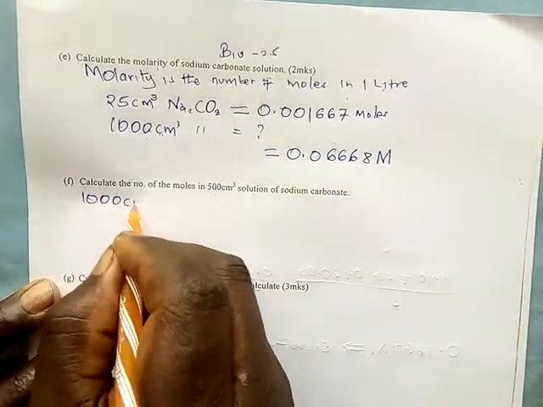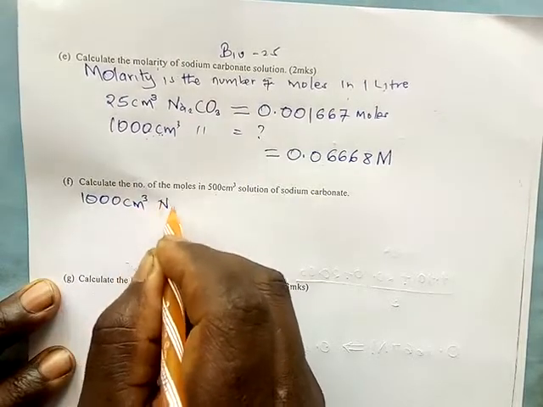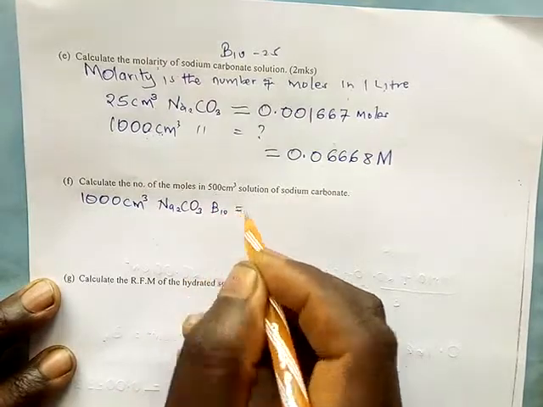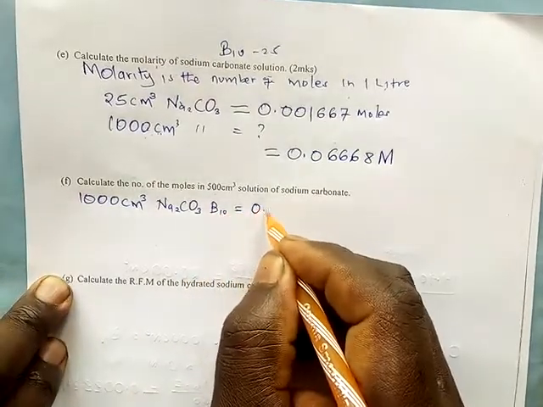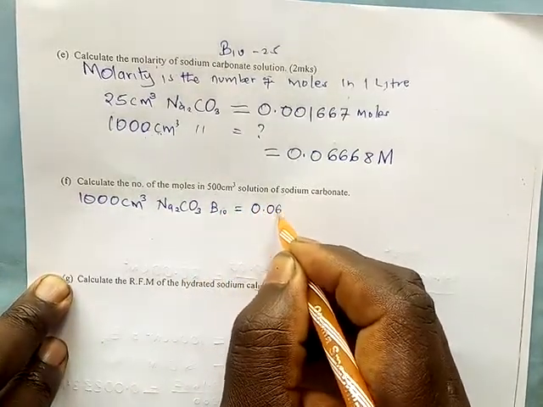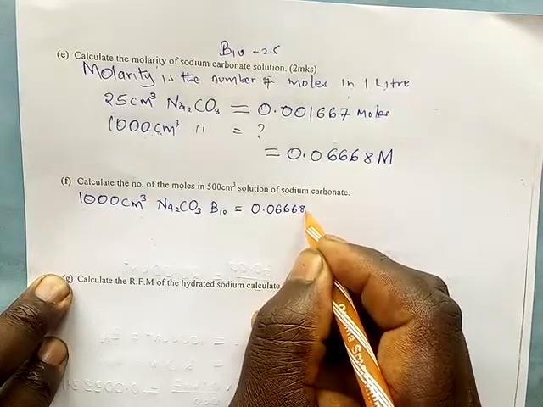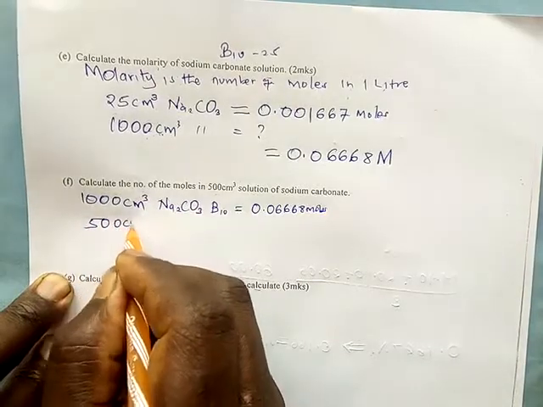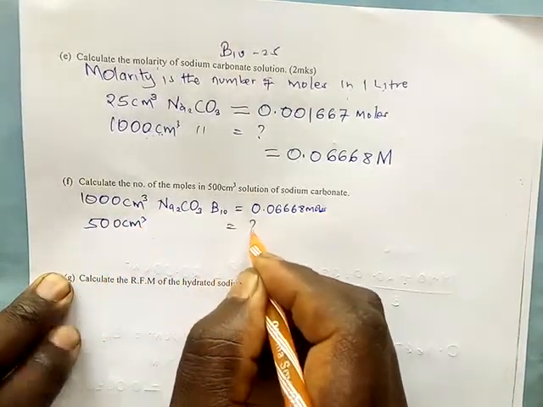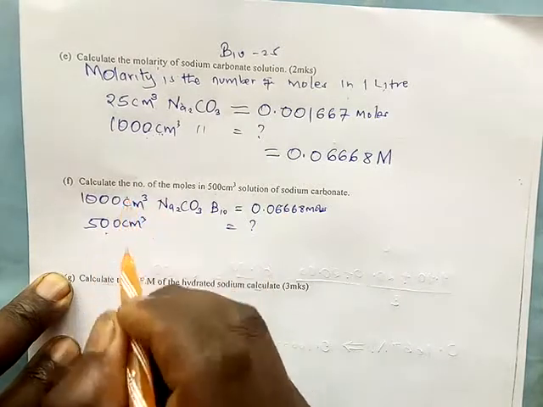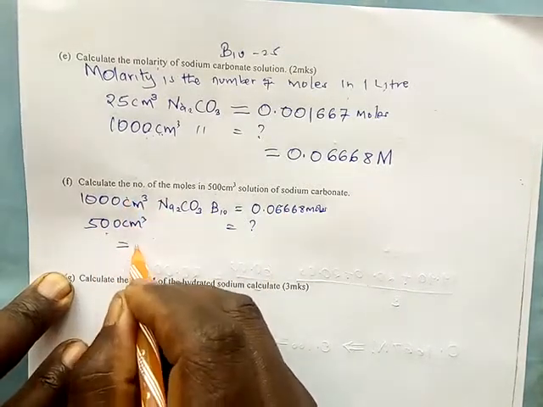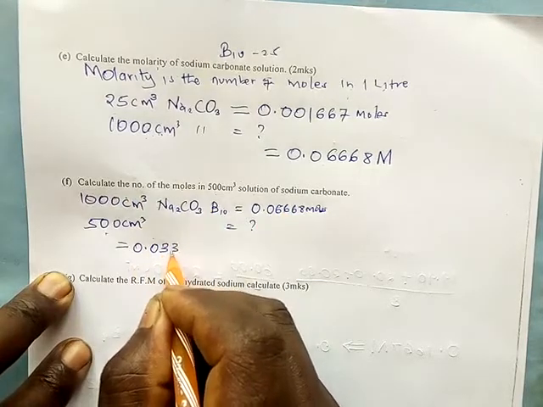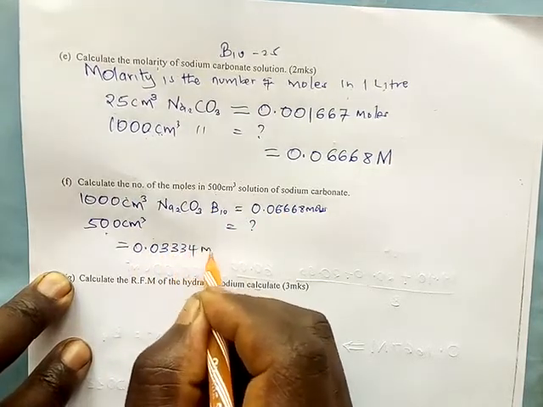1,000 centimeters cube of sodium carbonate solution has how many moles? 0.06668. 500 centimeters cube will contain what? This times this divided by this. This one will give you 0.0334 moles.